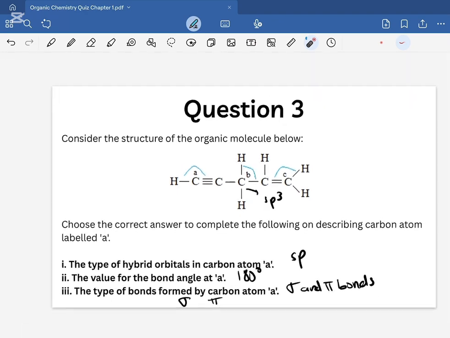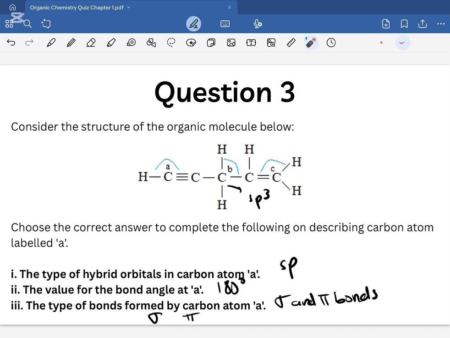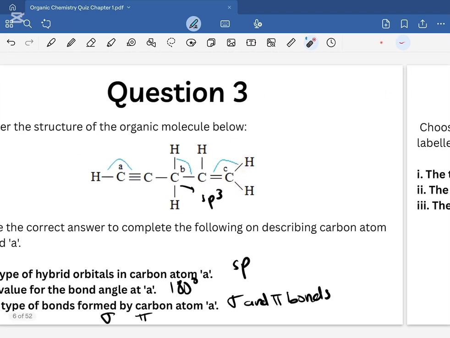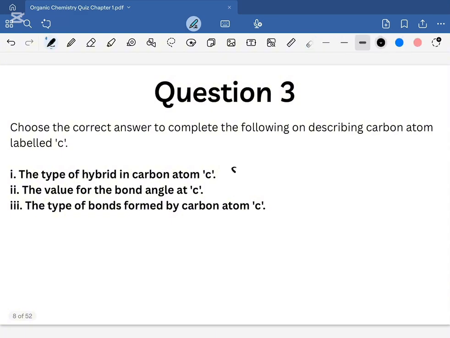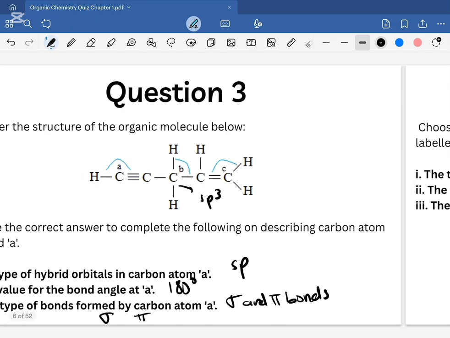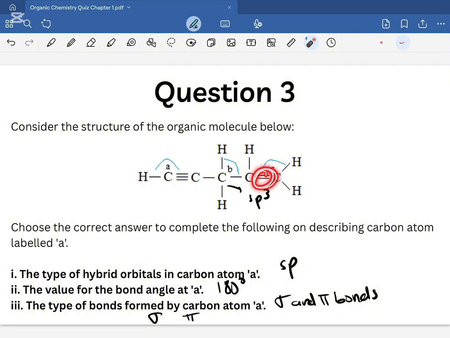Now for carbon C over here, it has 3 electron regions, so it's going to be sp2, and the value for the bond angle is going to be 120 degrees, and the type of bonds are sigma and pi bonds. As we have a double bond, we're going to have a pi bond also, other than the sigma bonds.